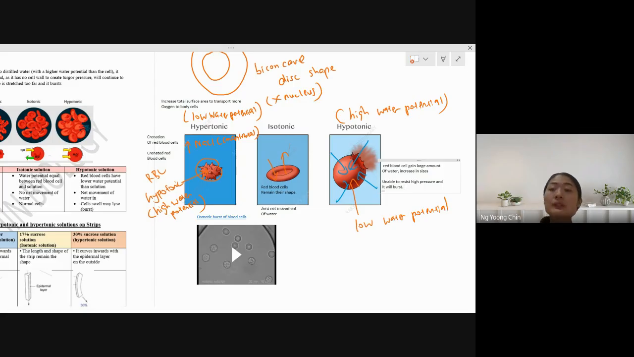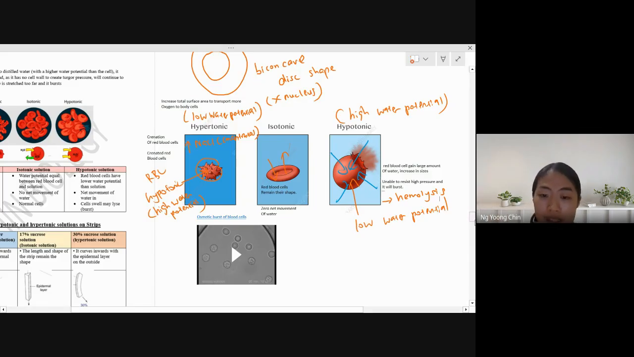Since the red blood cell doesn't have a cell wall to support it, only a very fragile cell membrane, this will cause the whole red blood cell to burst. This bursting of the red blood cell is known as hemolysis. Hemo means blood, just like hemoglobin, the protein found in the red blood cell. So in hemolysis, lysis means bursting of the red blood cell.